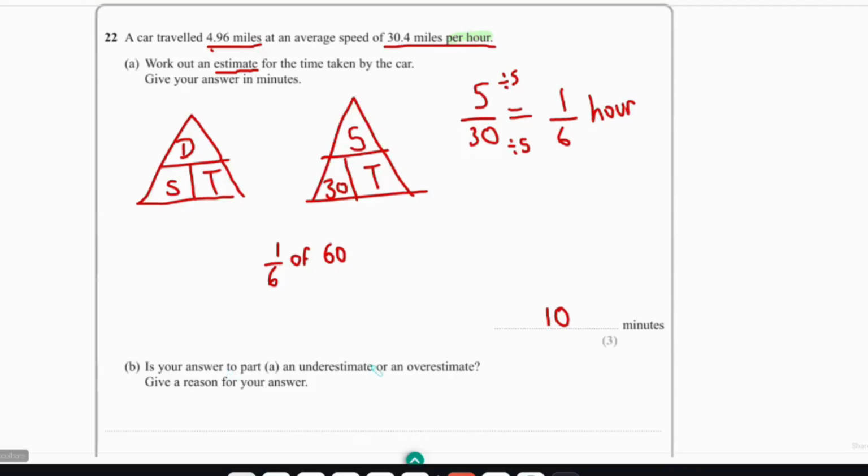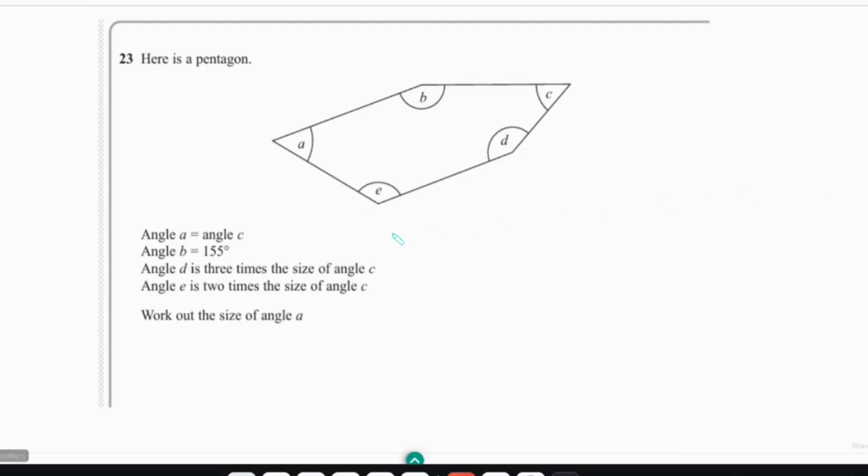Is your answer to part A an underestimate or an overestimate? Give a reason for your answer. Well, we've rounded this numerator up. We've rounded the denominator down. So we have now a bigger number divided by a smaller number, which should give you a bigger answer. So it is an overestimate. And the reason is bigger number divided by smaller number, which is going to give you a bigger answer.